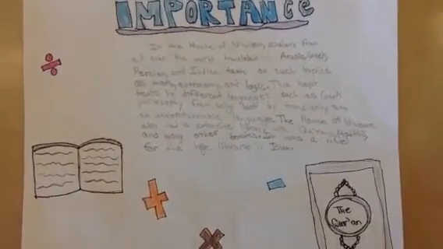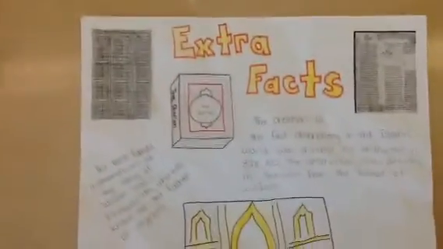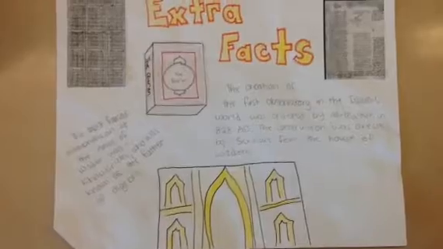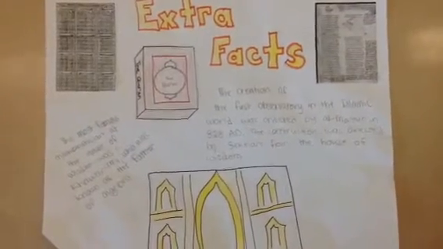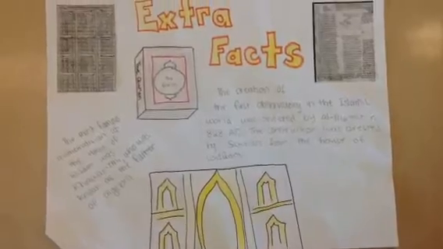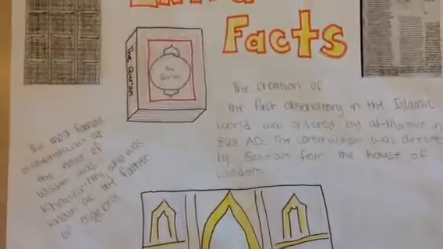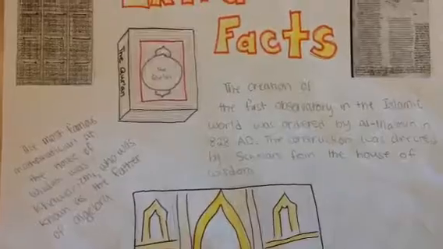It was a model for the large libraries in Islam. The creation of the first observatory in the Islamic world was ordered by Al-Ma'mun in 828 AD. The construction was directed by scholars from the House of Wisdom. The most famous mathematician at the House of Wisdom was Khwarizmi, who was known as the father of algebra.